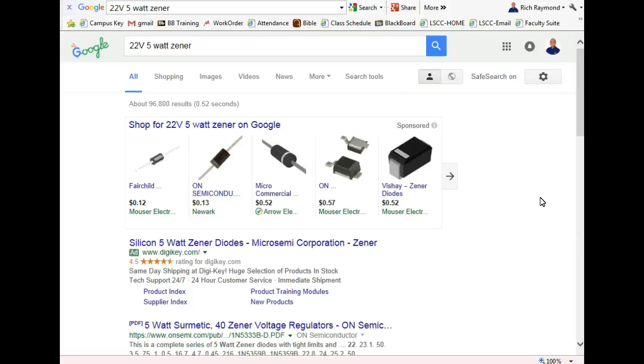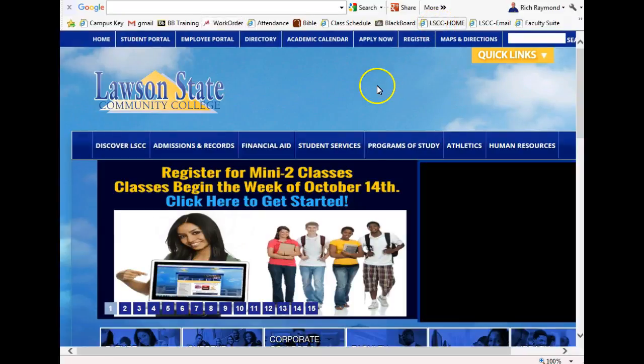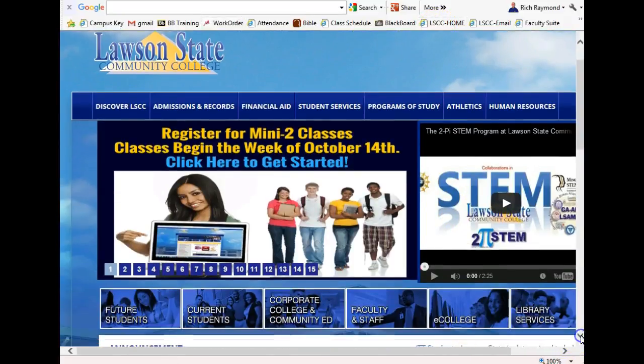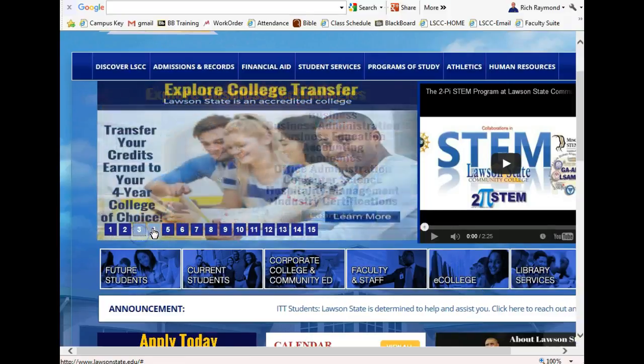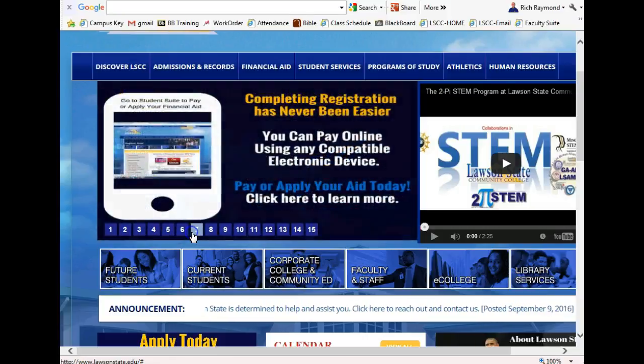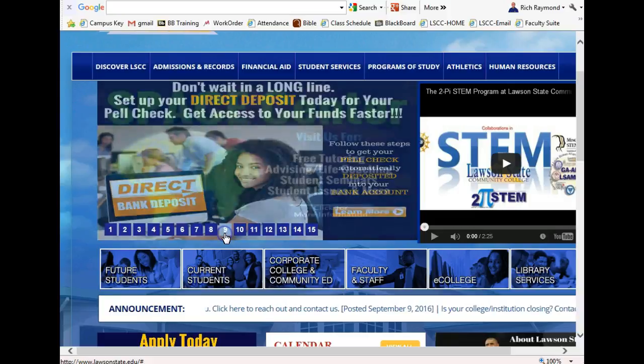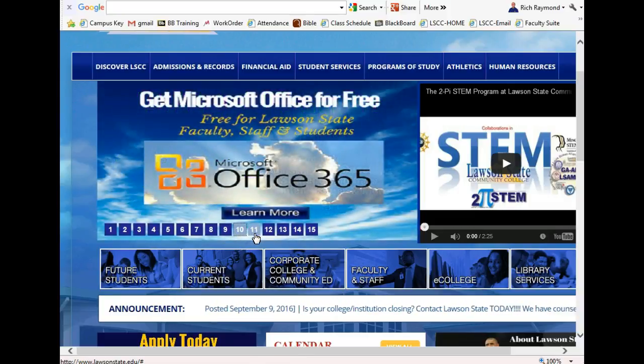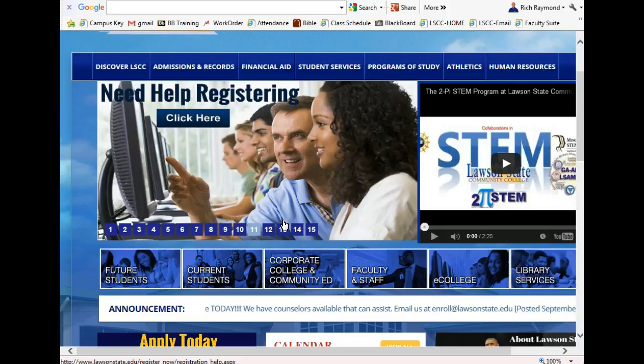When's the last time you went on the college's homepage? It used to be in the pictures. It's Office 365, and it's the whole version. It's free. All you got to have is a Lawson State email address. I don't know if it's still in the crawl or not. The pictures they sent across there. It was last time I looked. Yeah, there it is. And so you go right here through Office 365, free. Can't beat it.